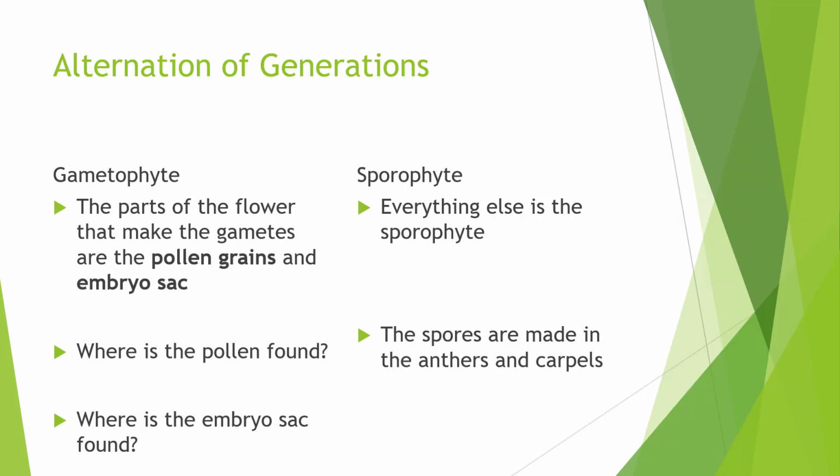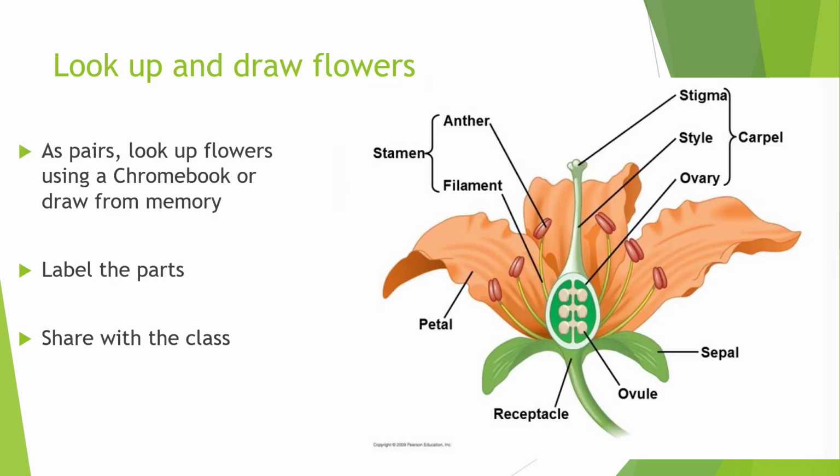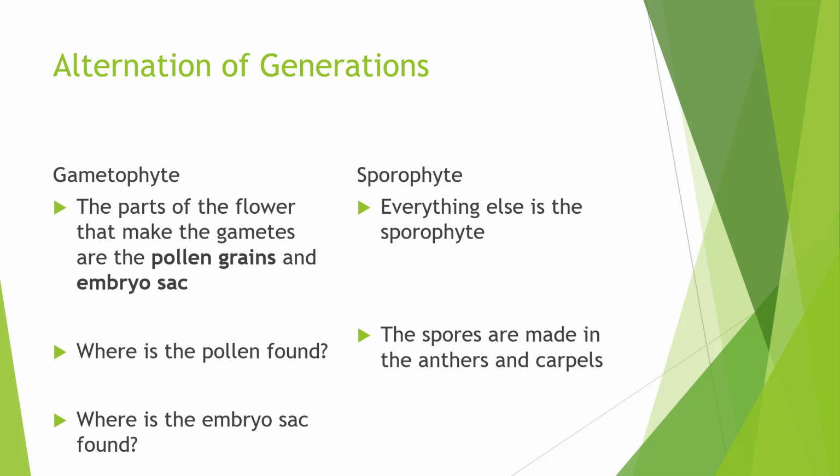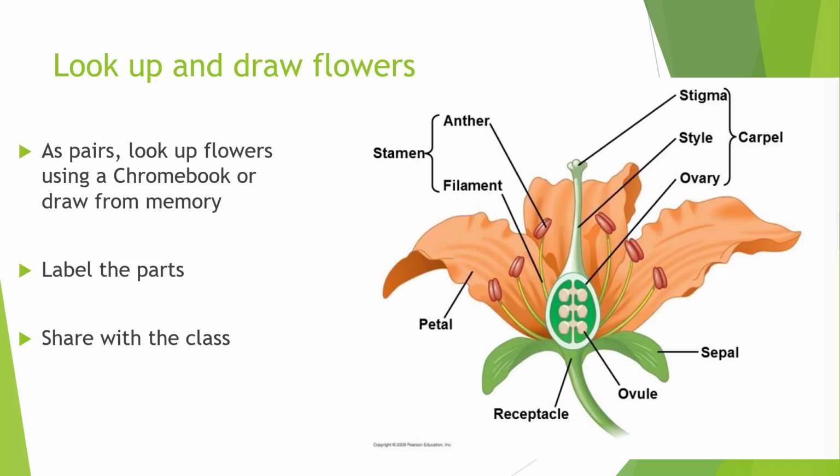Now, how does this connect to the alternation of generations? Remember gametophytes. This is the parts of the flower that make the gametes, and they're going to be the pollen grains, which make the sperm, and the embryo sac, which makes the egg. Where is the pollen found? That's right. You look back up here, it's the anther. Where is the embryo sac found? That's right. You look back up here, it's in the ovule, which is in a carpel.